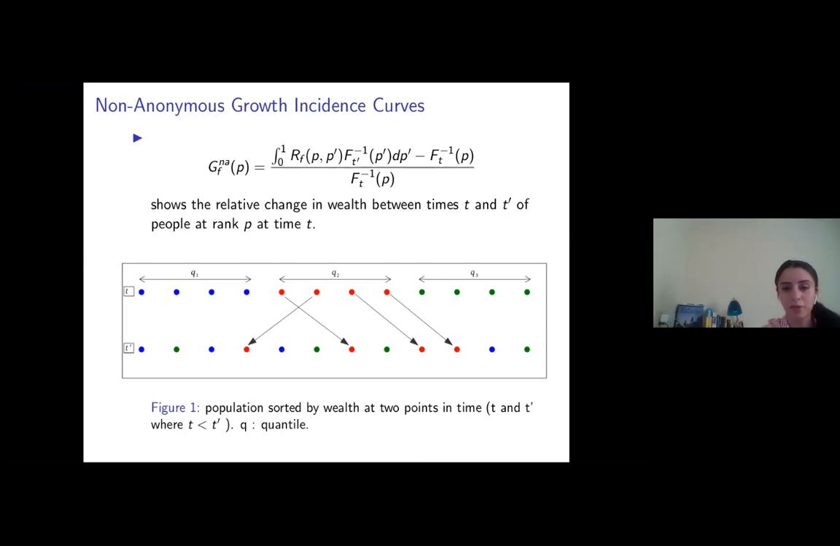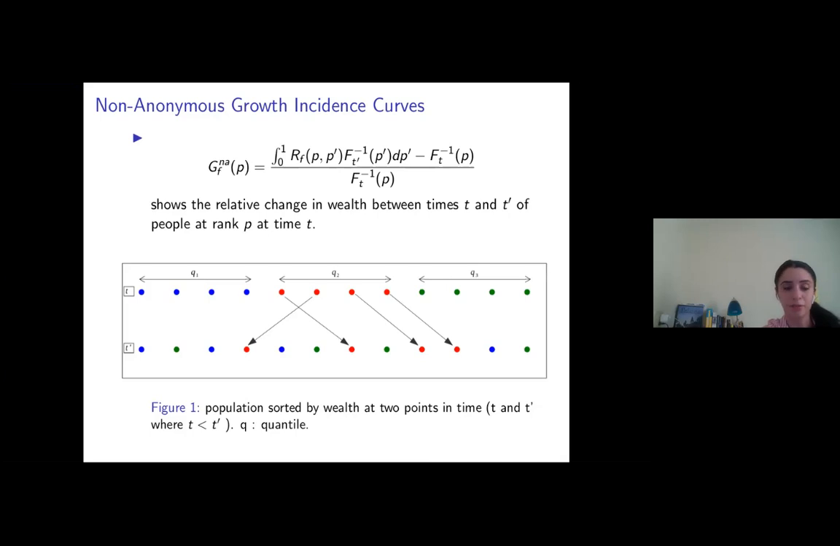Now let's look, for example, at Q2, where people are labeled in red. Because they are ranked and labeled, we can follow them over time and get their wealth at the end of the time, which is t prime. As you can see from the arrows, we can identify these people clearly. Because we know them and their wealth, we can get the average of this wealth and compare it with the average wealth at the beginning, at t. So this is how the non-anonymous growth incidence curve works. And it does the same thing with the other quantiles.